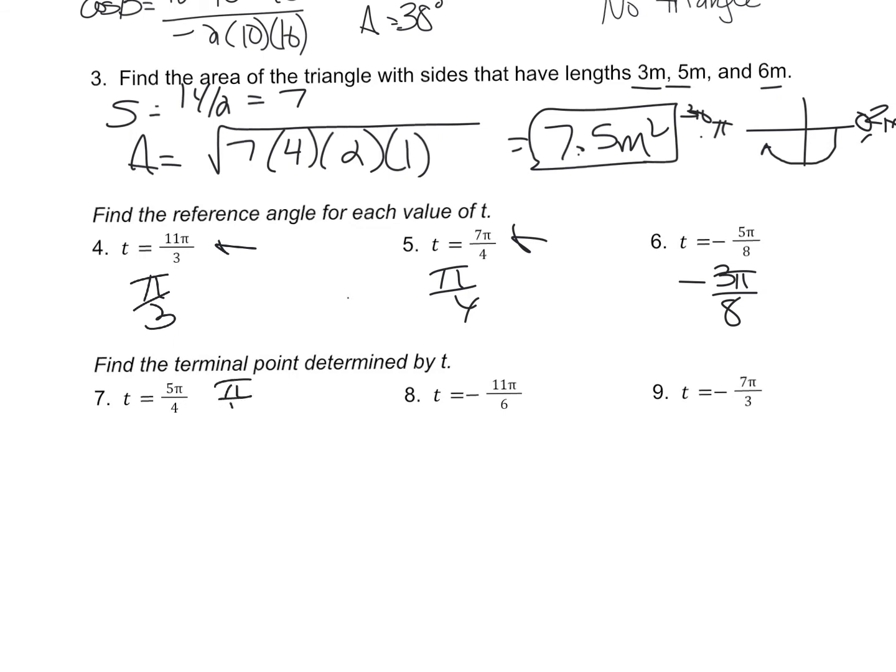The reference angle will be pi over 4. And at pi over 4, the point is square root of 2 over 2 and also square root of 2 over 2. 5 pi over 4, 5/4 pi, is in quadrant 3, which means they're both negative. That's all you got to do there.